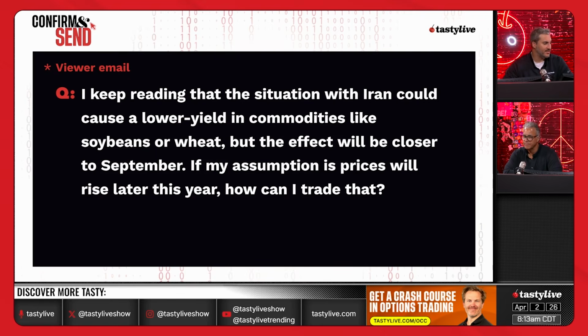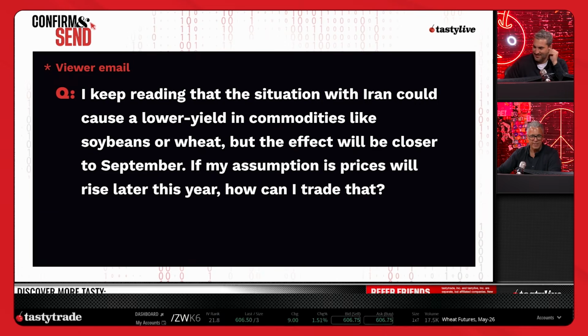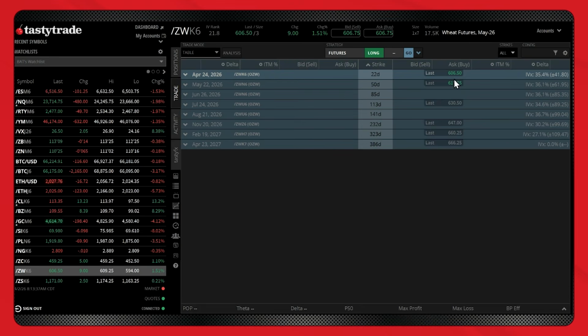I keep reading that the situation with Iran could cause lower yield in commodities like soybeans or wheat, but the effect will be closer to September. So you're saying down the curve. My assumption is prices will rise later this year. How can I trade that? I mean, it's a hard one. A lot of things are going to change. Here, we just talked about oil backwardation. You have the opposite here.